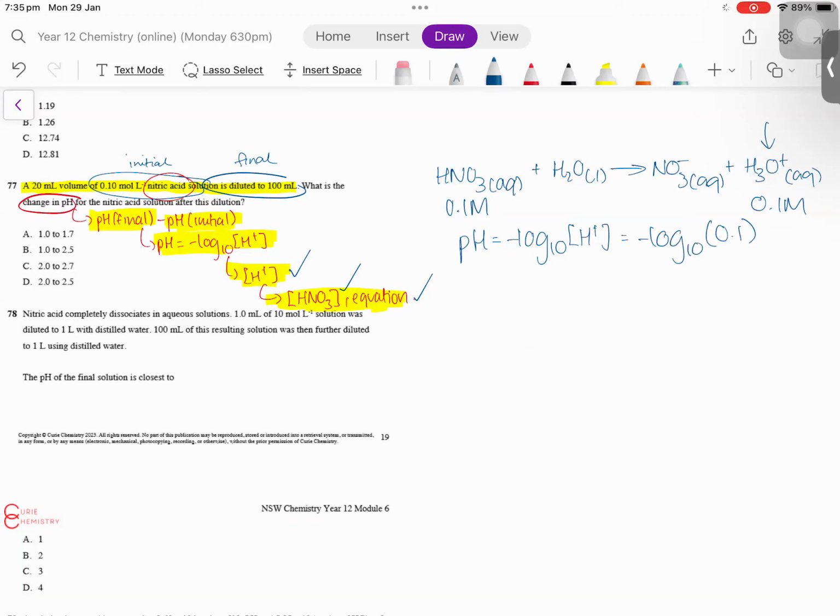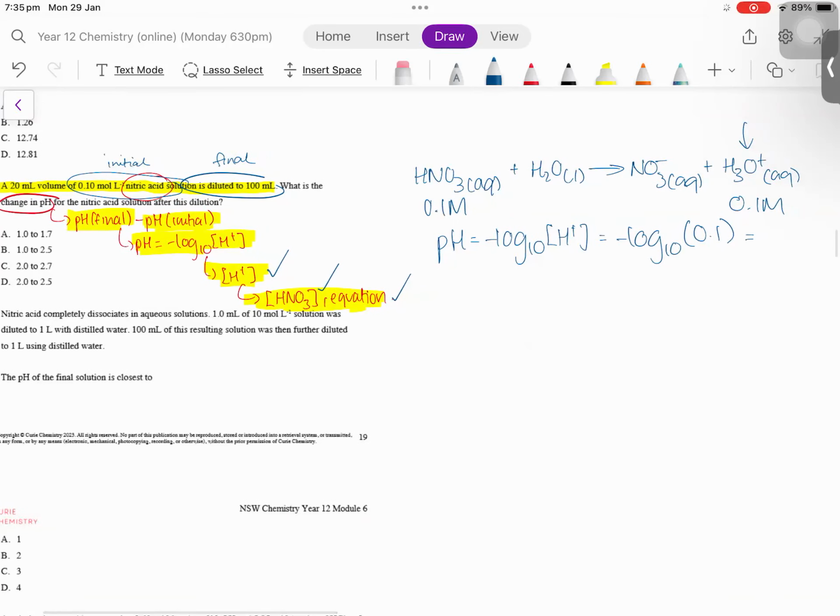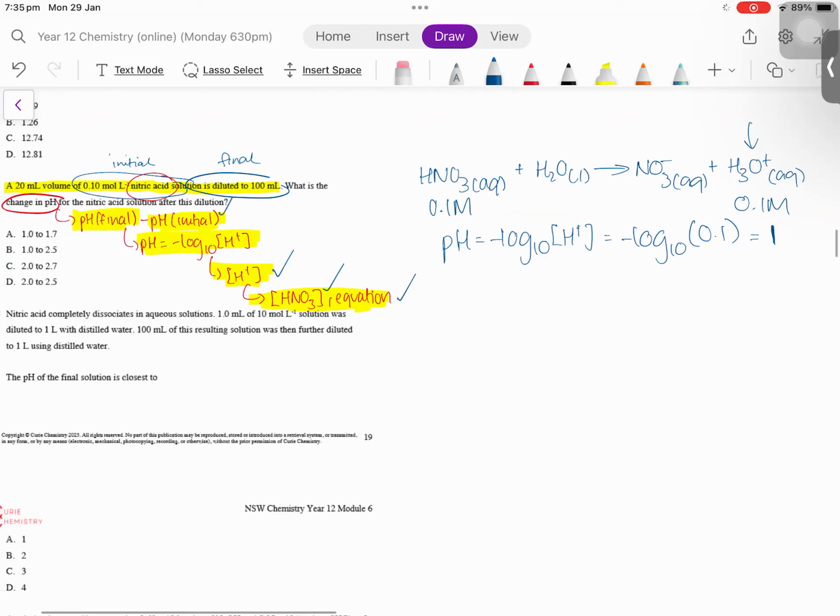If you guys sub this in your calculator, this should give you 1, if I remember correctly. Just give me a thumbs up if that's correct. I think that was right. Yeah, okay, thank you. Okay, so now I've got my pH for initial. I do the same thing for my final.